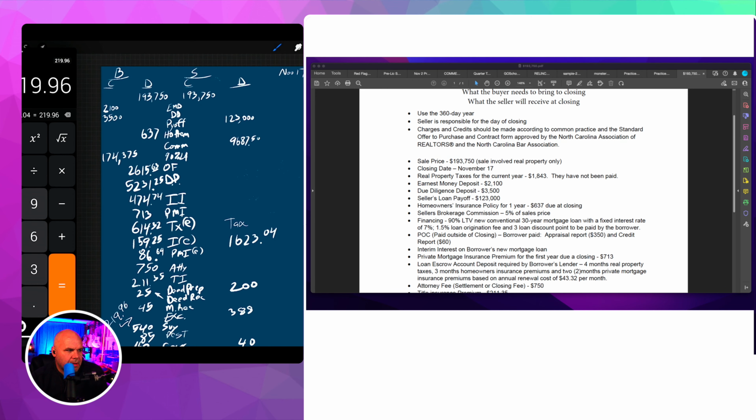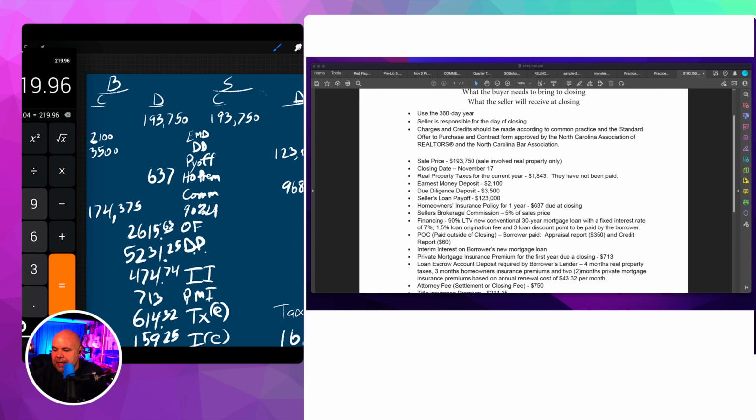Next on the list, earnest money, $2,100 counts as a credit to buyer. It also needs to count as a debit. Nope, that's not the right one. That's earnest money. We're good on earnest money. Then it's due diligence money that also needs to count not only as a credit to buyer, but as a debit to seller. I left that one out. So there we go. Yeah.